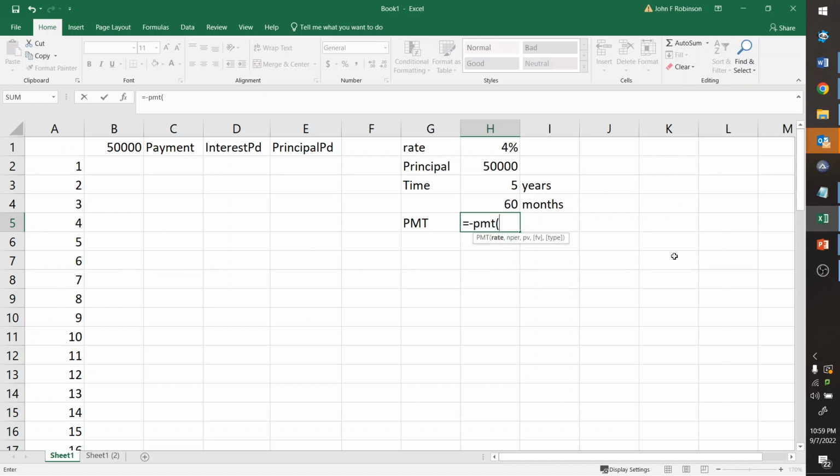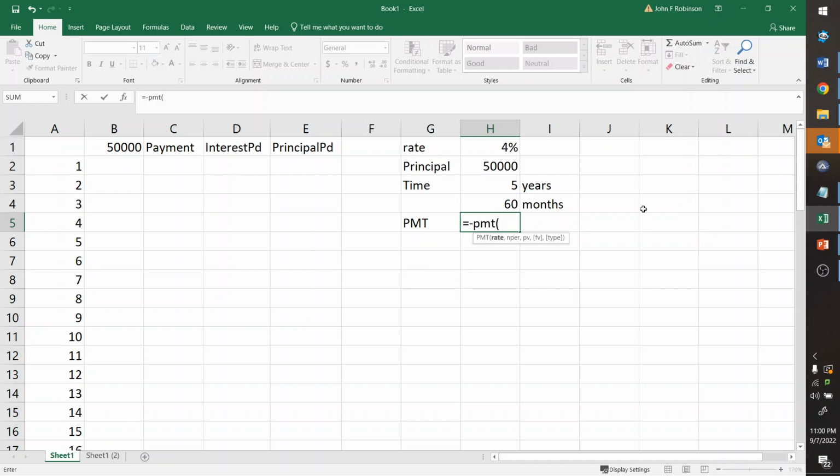a negative in front of there just because payment will spit back negative payments to show that the money is traveling the opposite direction from the loan amount. But we don't want to preserve that negative. We just want to know how much our payment is. So I've put a negative in front of the payment function.